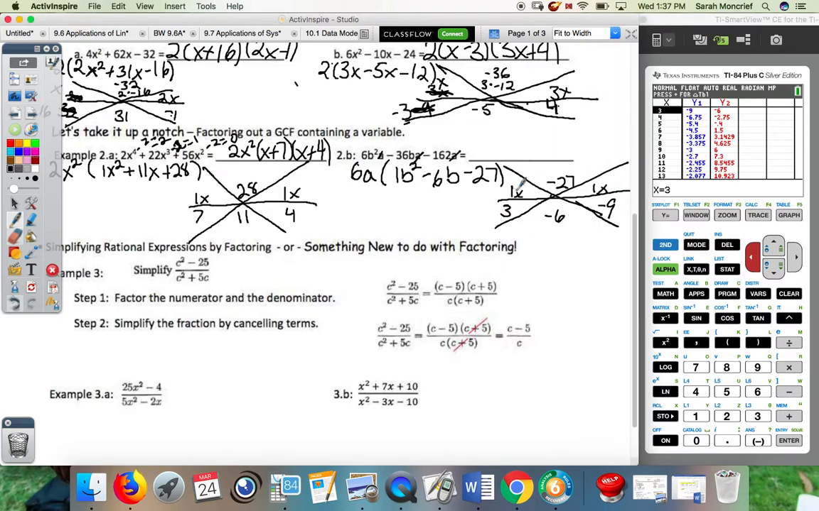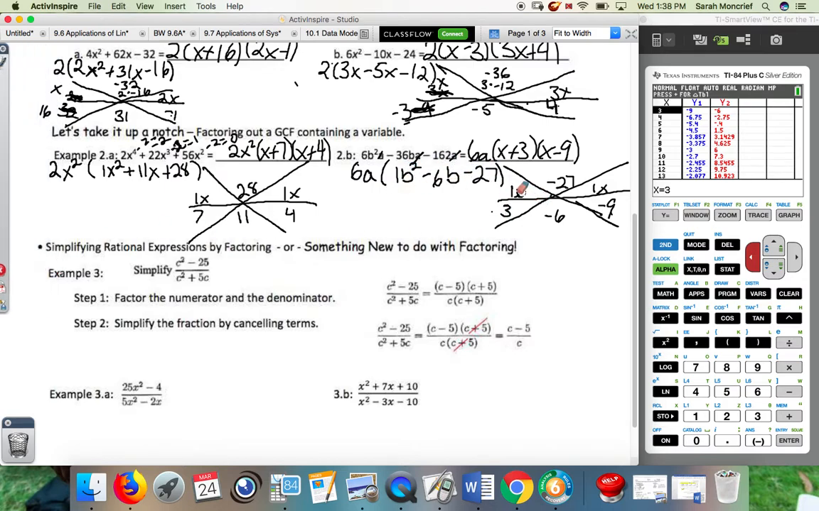And is there anything I can simplify between the 1x and the 3 and the 1x and the negative 9? Nope, so we're good. So start your factored form with the GCF, which would be 6a, and then move into these other two. So x plus 3 times x minus 9. And there is your completely factored form.